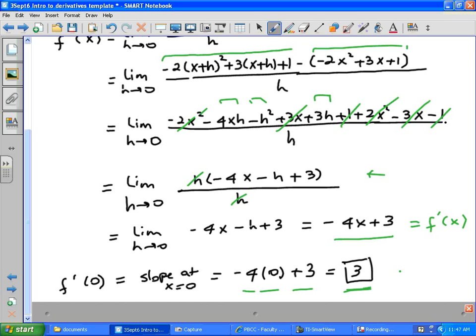If the question also asks what is the equation of the tangent line, then you will go one step further, find the corresponding y coordinate by plugging 0 into the function. You know the slope is 3, and you can use that information to get the equation of the line. For this one, we just wanted to find the slope or the instantaneous rate of change at x equals 0, and that is our answer, 3.